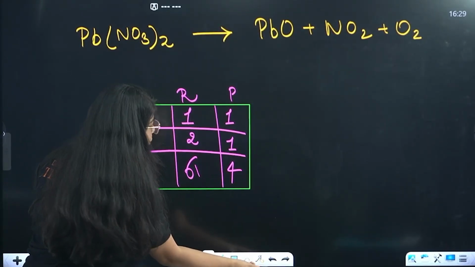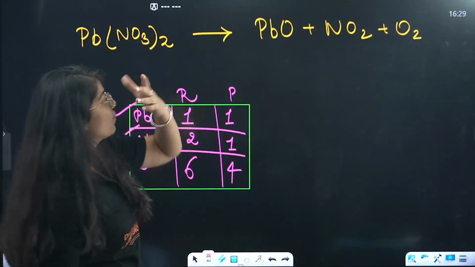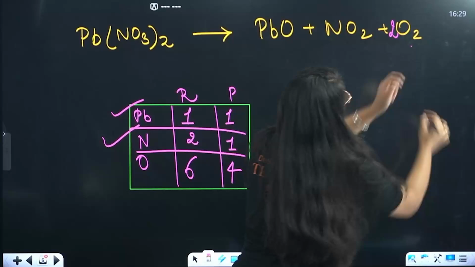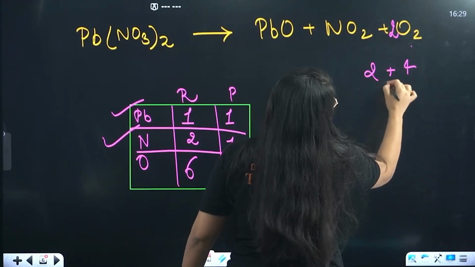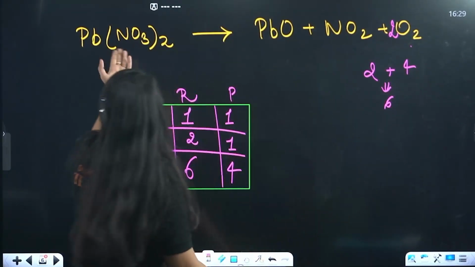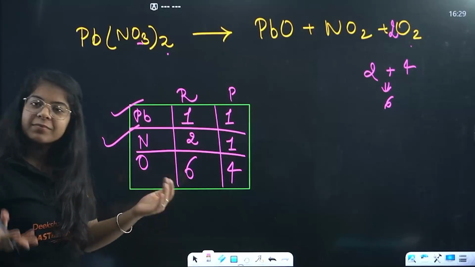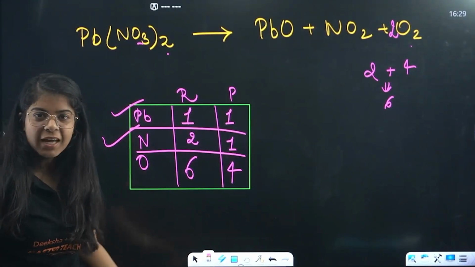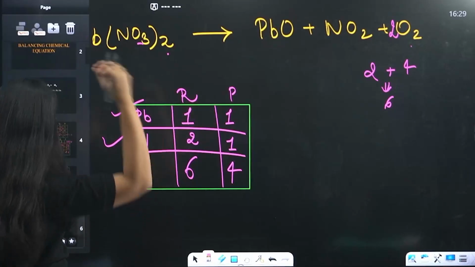No, we won't have to do that. Why? Because we have 2 O2s. If I write 2 with this O2, this will become what? 4 plus this 2 oxygen, this becomes what? 6. And we already have 6 in the reactant side. Easy. See how easy it is. It is not that tough. Done. Okay, just have to use a little bit of your brain.